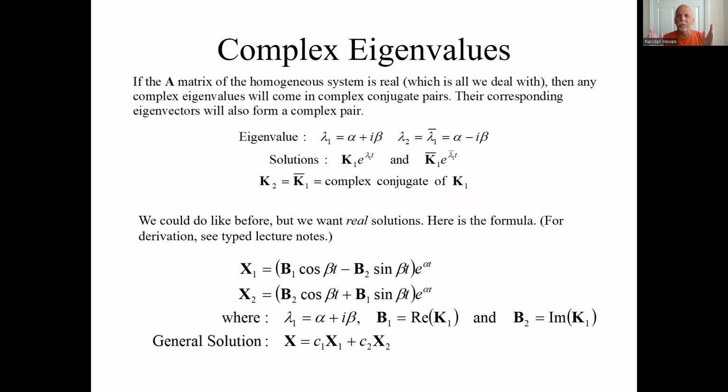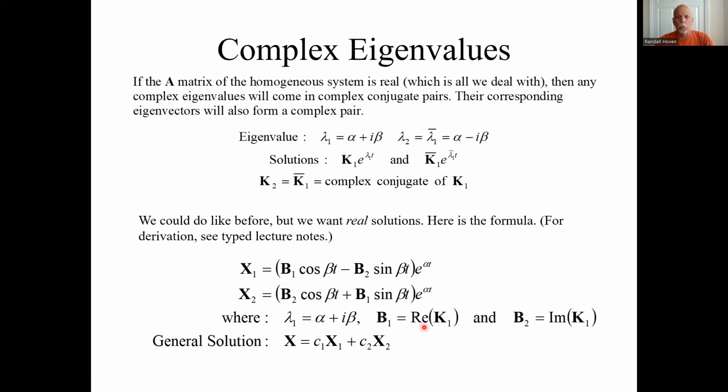So we have all real problems to begin with. We expect real solutions, so we don't do this like we did before. What we did, and if you want the derivation, email me and I'll give you my lecture notes, but we use Euler's formula, and we come up with basically formulas based off the alpha and beta. Here's our two particular solutions, x1 and x2.